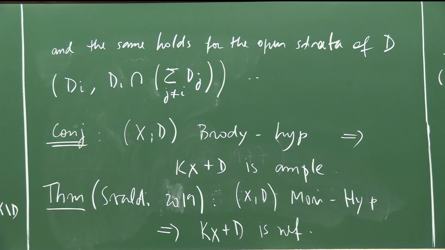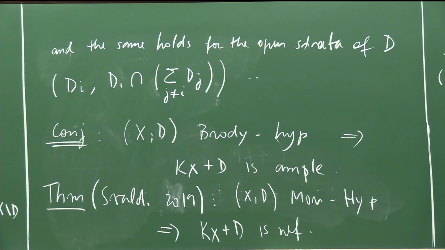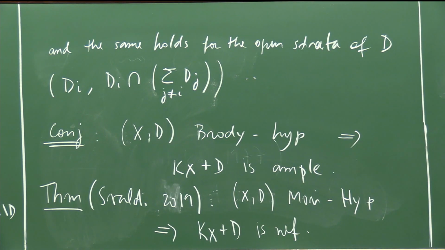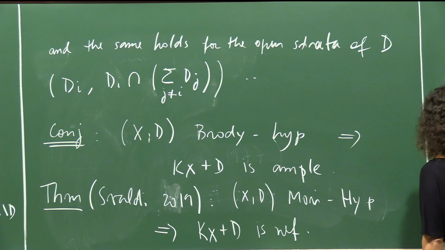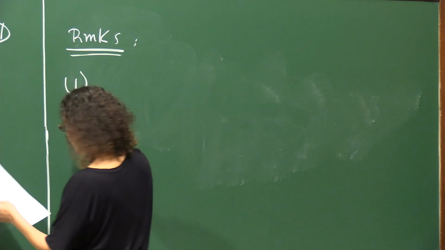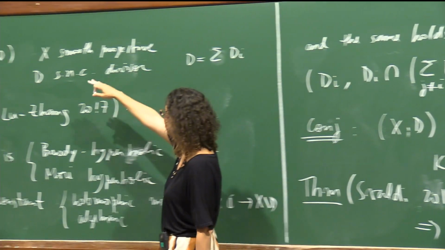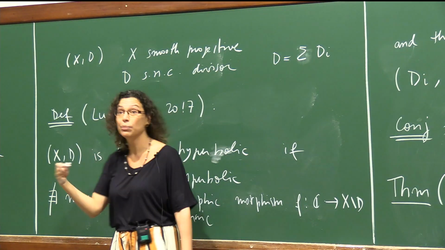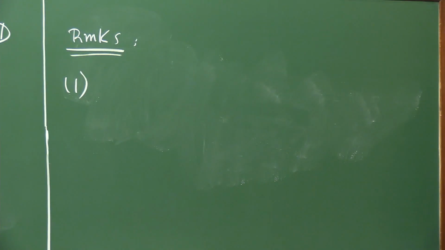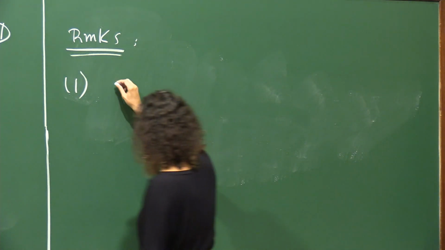Okay, so this is just to give you some context. I would like to make two remarks about generalizations of these notions. First of all, the first remark I want to make is about relaxing the condition that X is smooth and D is a simple normal crossing divisor. There is now a very extensive theory of what we call singularities of pairs.